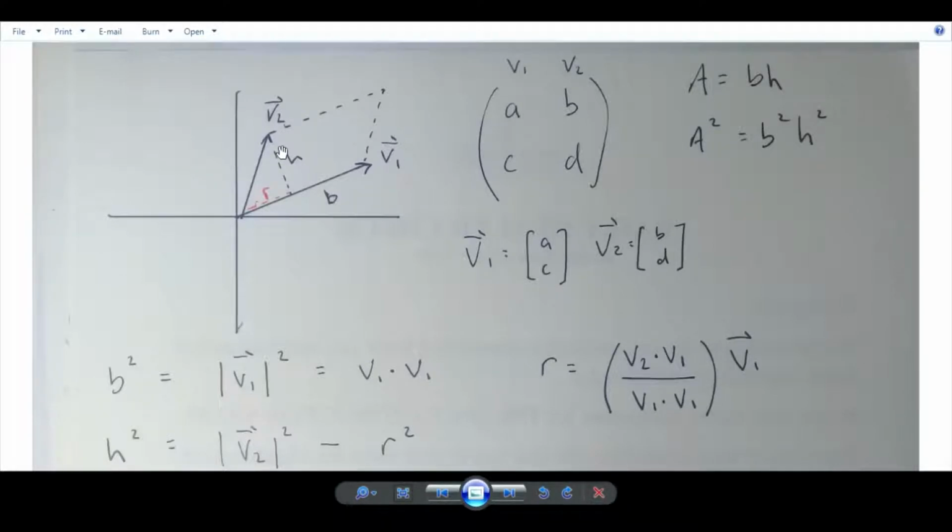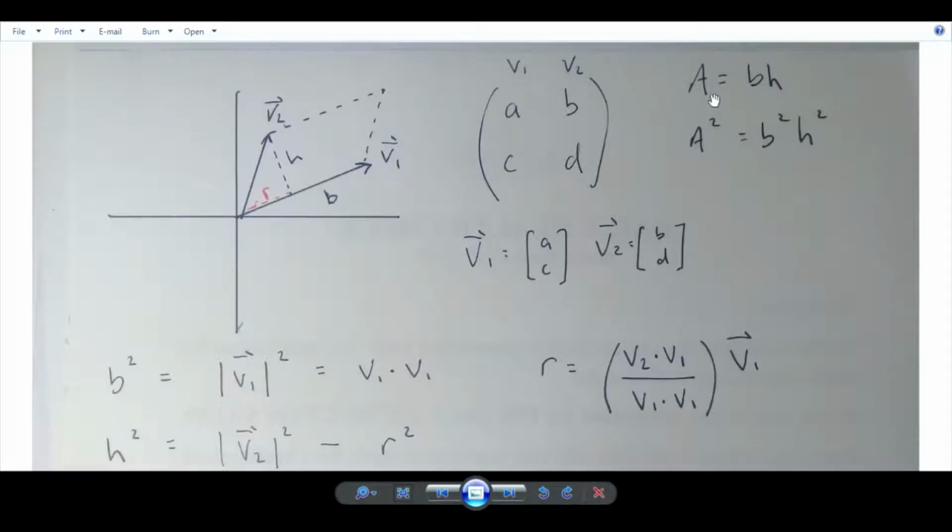I don't have that, but I can find it because I've got a right angle triangle here. The hypotenuse is the magnitude of vector 2, and this little length I've called R is the projection of vector 2 onto vector 1. So if I can find the length of that, we can do a bit of Pythagoras and find the length of H. That'll help us enormously in finding the area of this parallelogram, which should equal the determinant.